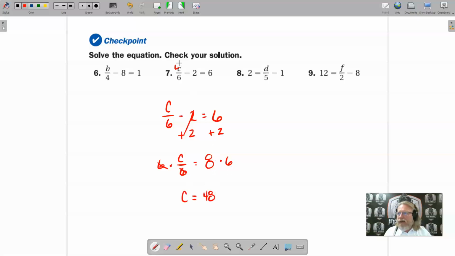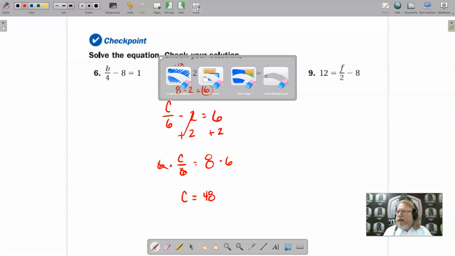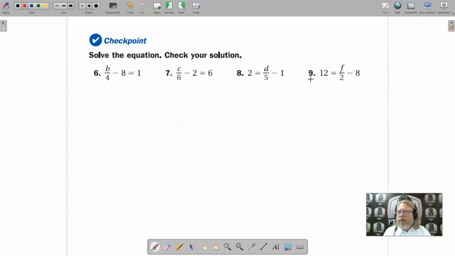Now, we plug that 48 in up here. We would have 48 divided by 6 is 8. Then we subtract 2, and that equals 6. Indeed, it checks out, so we know that we have the correct answer. Let's go ahead and look at number 9 right here.